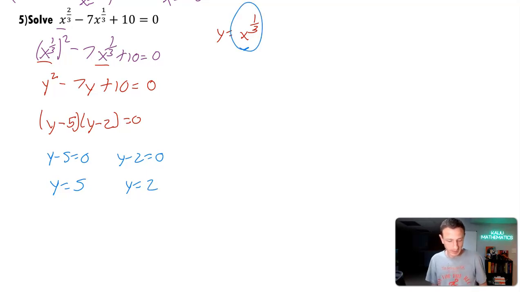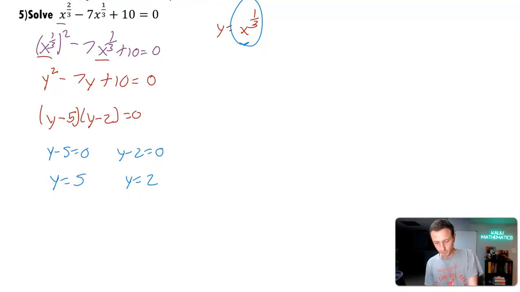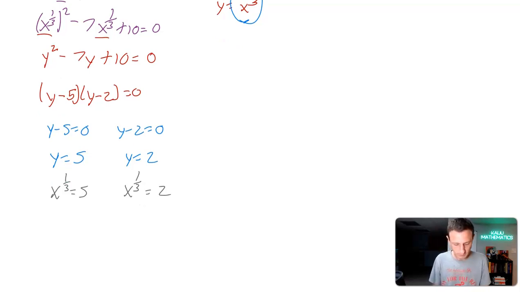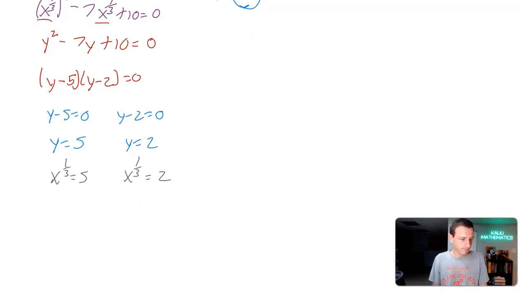Then replace y with your x^(1/3). So x^(1/3) equals 5, x^(1/3) equals 2. Now I have to solve for x. x to the 1/3 is really the cube root. x^(1/3) is the cube root of x.